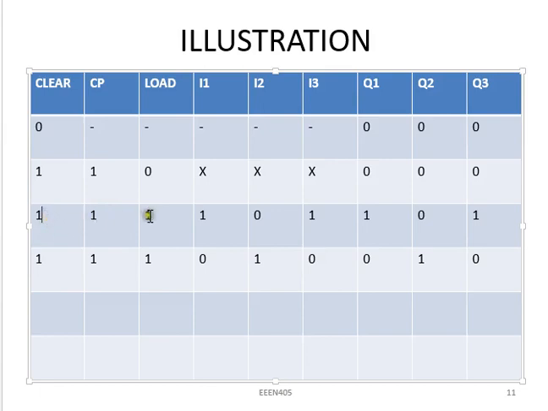My clear is 1, load is 1 and clock is 1. Now it is ready to accept input, and these are my 3 inputs, I1, I2 and I3. So the corresponding output should be 1, 0, 1, just like our input 1, 0, 1. And also when clear is 1, clock is 1, data is 1, it is ready to accept input. And when your inputs I1, I2 and I3 are 0, 1, 0, the same thing, your output should be 0, 1, 0.